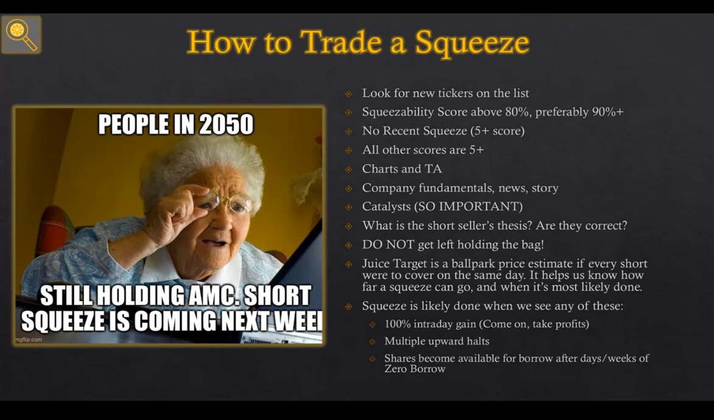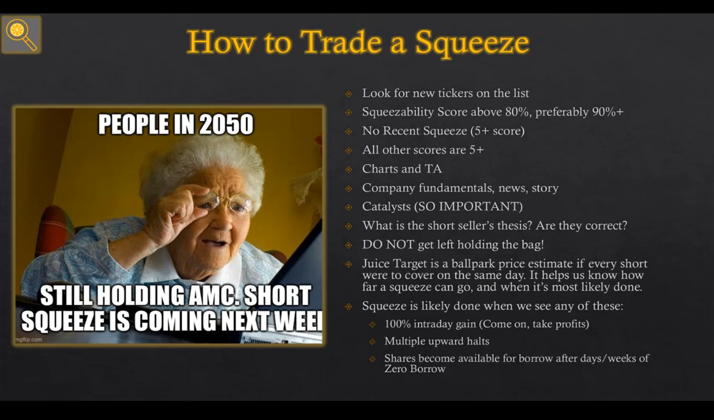Some other rules about when squeezes are over, and this is just based off of my experience. If you see that 100% intraday gain, you really should be taking profits. Sometimes these things run for a couple of days, and there'll be like a 20% day and 30% day, and you're like, oh man, it's gonna keep going, and then you have this huge 100% day. It usually doesn't last. That's usually a sign that the squeeze is over. And I've seen them go up 100% and come all the way back down to being green 10% by the end of the day.